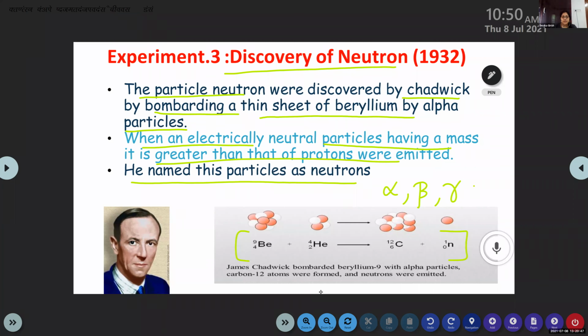Proton was discovered by, his name related to gold, E. Goldstein. Yes, E. Goldstein. Okay. This is clear now? The discovery of neutron?